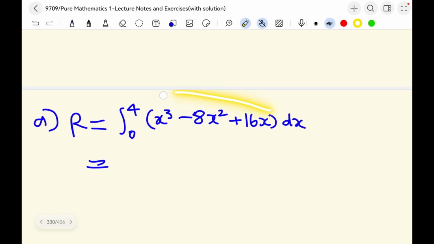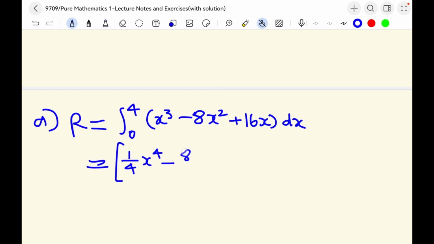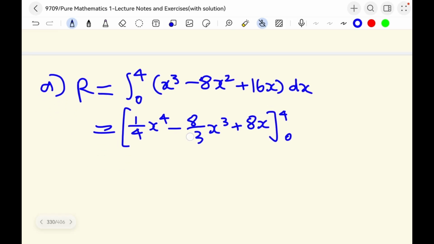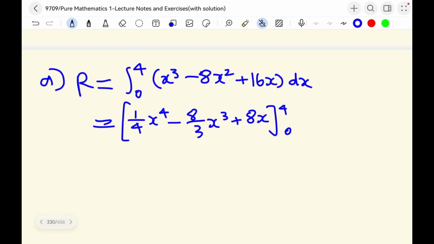So now, how to integrate this? x cubed, what will you get? It's 1 over 4 x to the power of 4. And 2 plus 1 is 3, so it's negative 8 over 3 x cubed. 16x is x to the power of 1; 1 plus 1 is 2, and 16 over 2, you will get 8x. This is the exact result that you should obtain. Now you substitute the limits inside.